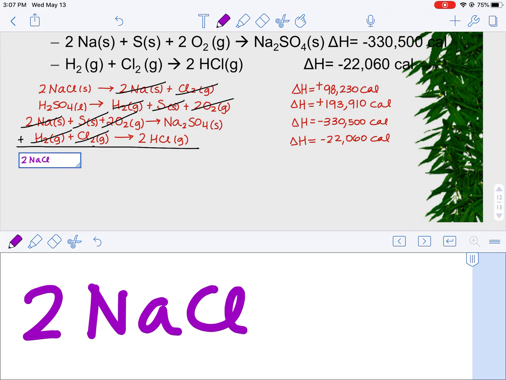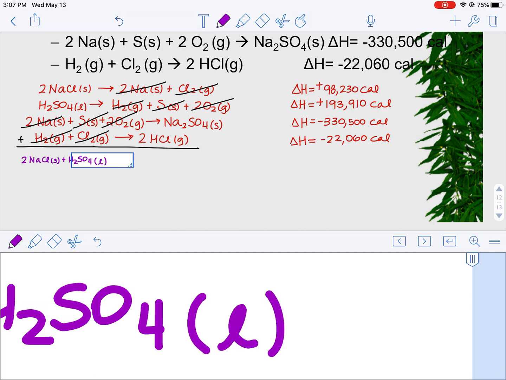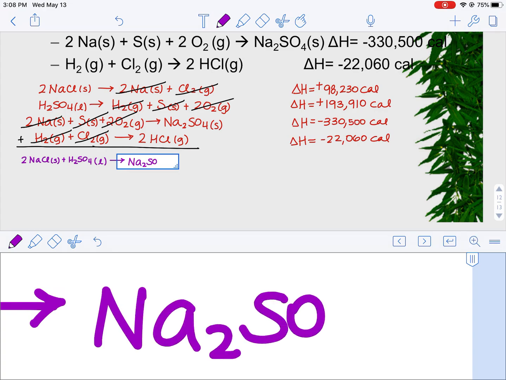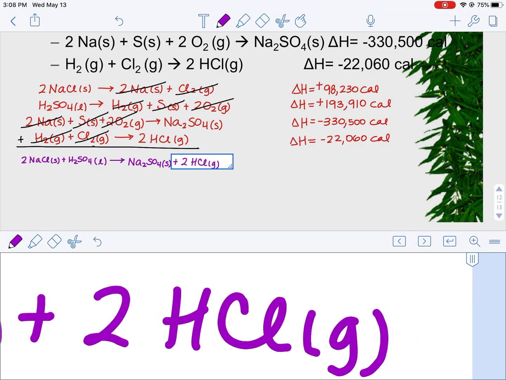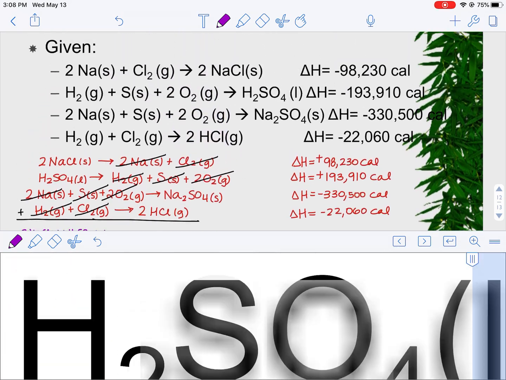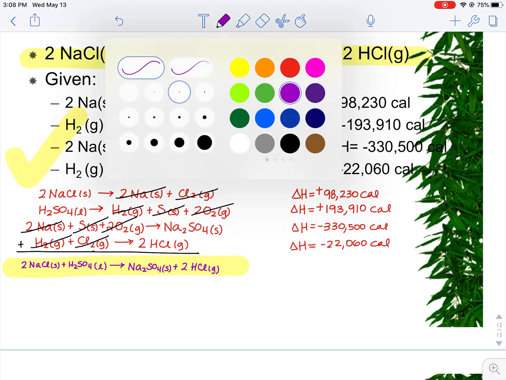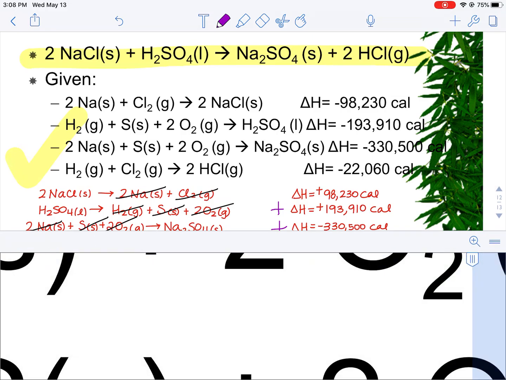2 moles of solid sodium chloride react with 1 mole of liquid hydrogen sulfate to produce 1 mole of sodium sulfate solid and 2 moles of hydrogen monochloride gas. Double checking our overall to what our mechanism summed up to be, and yes, we are correct. So now we can add up all of the heats of our reaction, and that'll give us the enthalpy of the overall.